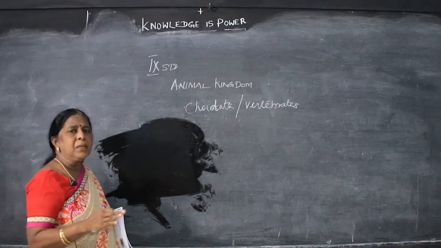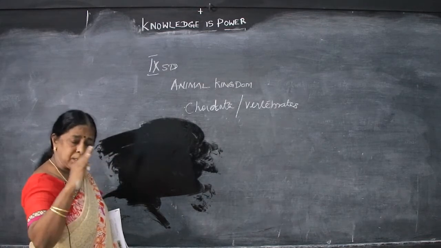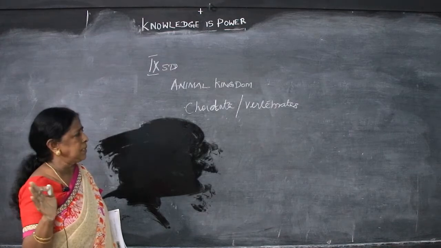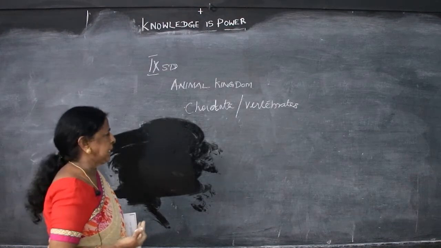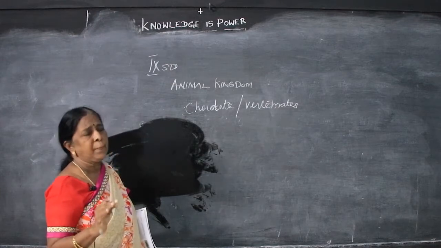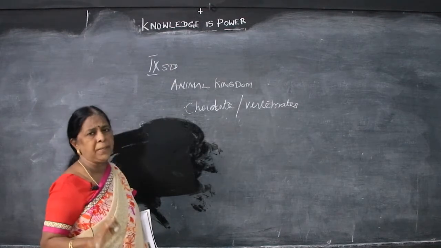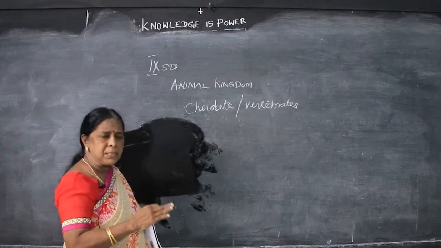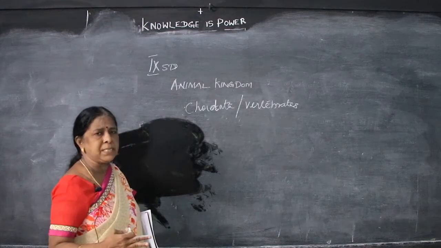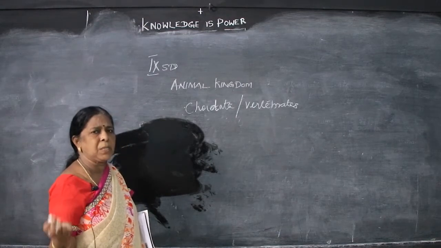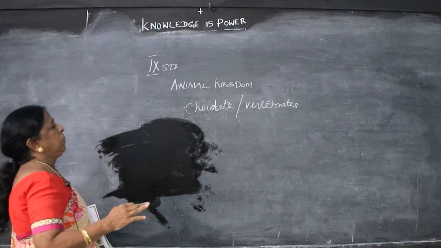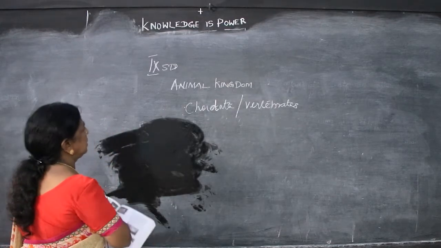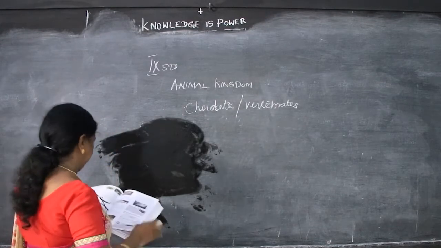Cold-blooded animals means the body temperature changes. It cannot be constant. According to the atmosphere and climatic conditions, it changes. For some animals, the temperature is constant, whatever the circumstances or atmosphere. Those are warm-blooded animals. So let us see what are the classes under chordata.